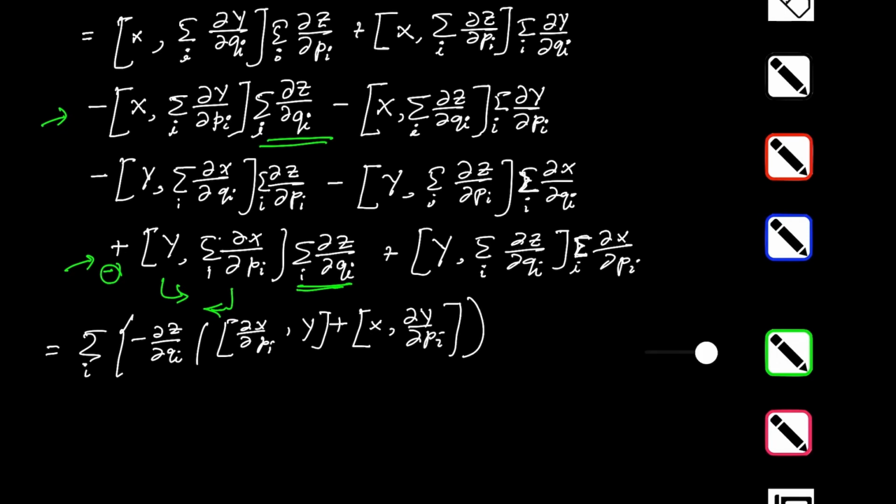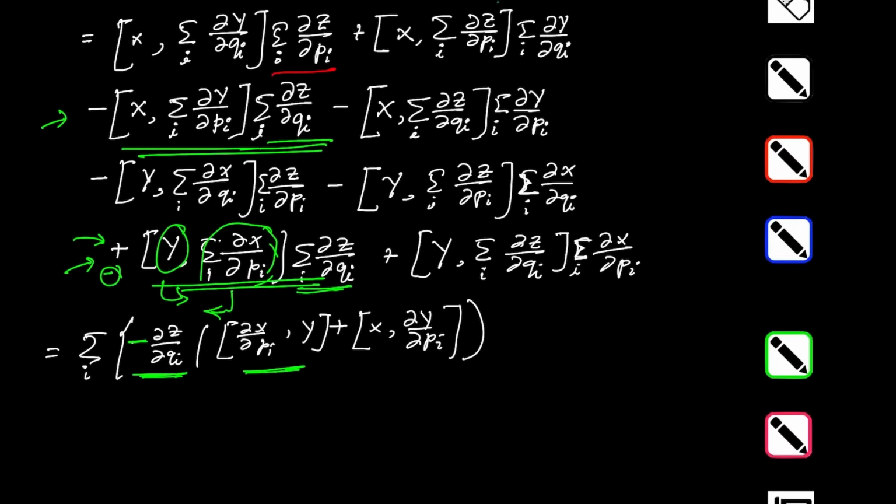So from these two terms we have taken minus del z by del qi, and the order of these terms is interchanged here, as we have made it minus and taken minus common. Similarly we can take del z by del pi, and here also del z by del pi from these two terms. If you take these two common, then what will happen?